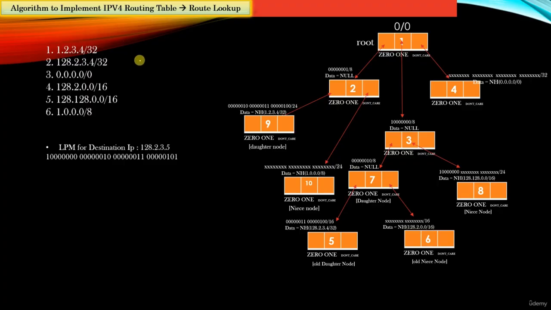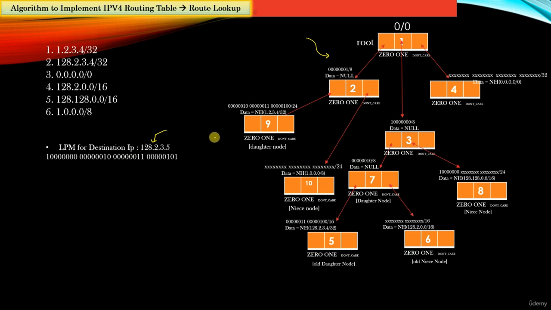So guys, now let us take an example. Let the router fetch an IP address from the IP header of the incoming packet, and let the IP address be 128.2.3.5, and our objective is to look up into this mtry data structure in order to find the route as per the longest prefix match principle.